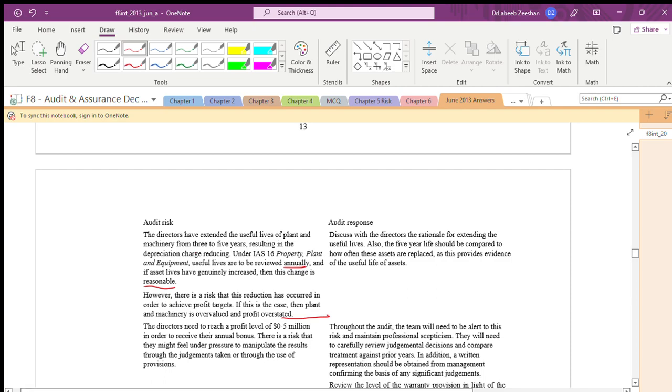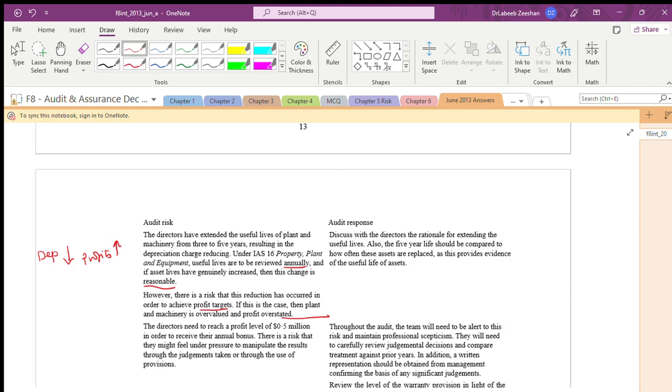Is it right? However, there is a risk that the change has been made in order to achieve profit targets. To increase the profits, you have extended the life of the asset. What will happen? Immediately the depreciation amount will decrease, and when the depreciation amount decreases, the profit will increase. This is what it says.